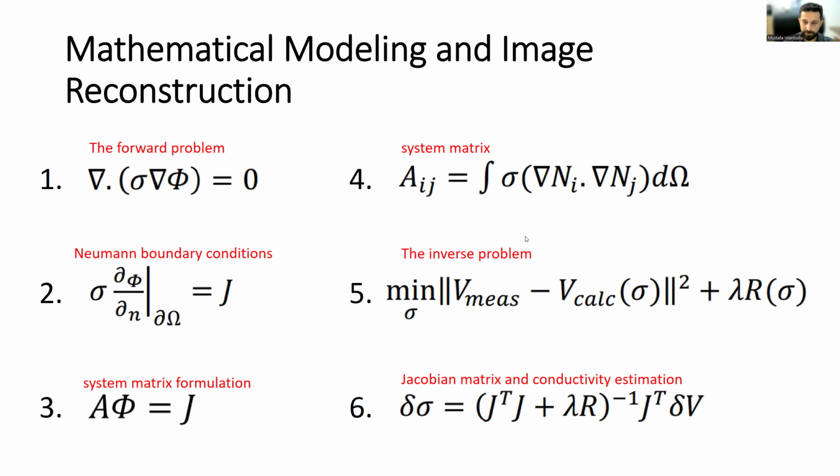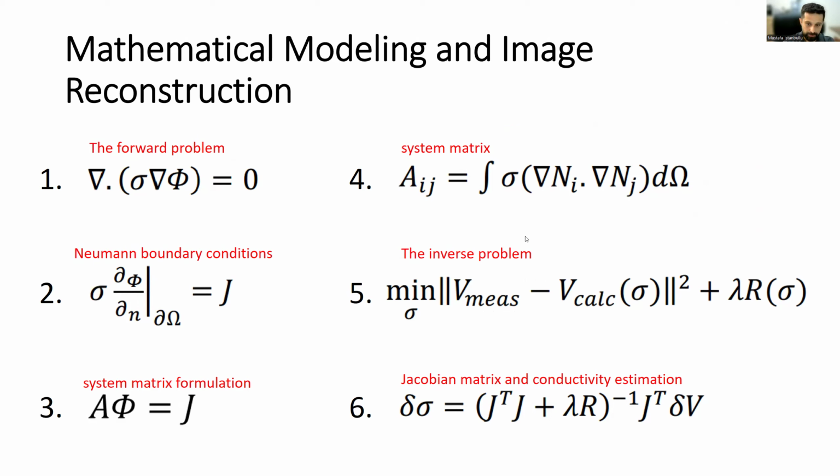The finite element method formulation employs the governing differential equation as given in the first equation, where sigma is the conductivity distribution and phi is the electrical potential. This equation is solved under appropriate boundary conditions to ensure accurate modeling of the system's electrical behavior.